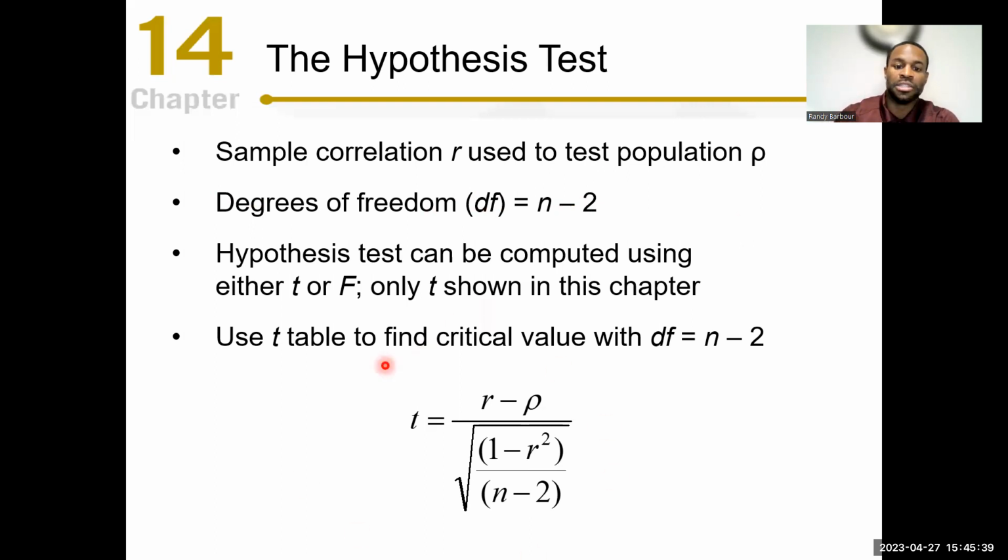This is how you calculate your t, right? So the first thing you're going to do is compute your R. We know how to compute our R. This value for rho is going to be 0.